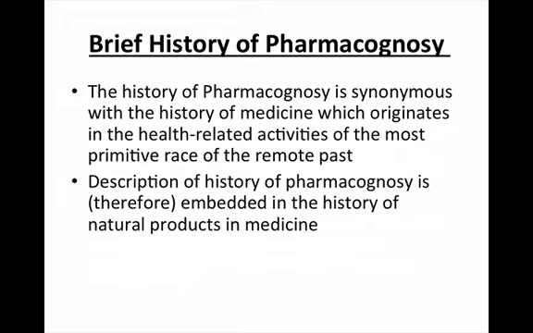Also, the description of the history of pharmacognosy is attached to the history of natural products in medicine. So you can't separate the history of pharmacognosy or history of medicine from the history of natural products, but the history of pharmacognosy is attached to the history of natural products in medicine. So when you have studied the history of natural products in medicine or history of medicine, how they were discovered until we reached where we are or got those that are in use, the same way pharmacognosy history applies to that.